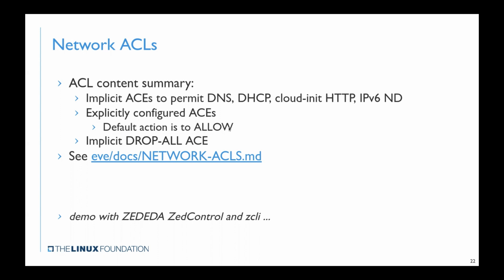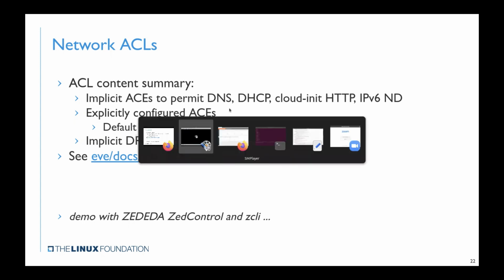So if you are talking about filtering, you actually don't have any reason to use anything else than allow. And that's because at the end of the ACL, there is the implicit drop-all AC. So by default, everything is denied except for these protocols, and you have to explicitly configure what you want to allow. Yeah, in more detail, this is described by this document in the EVE repository.